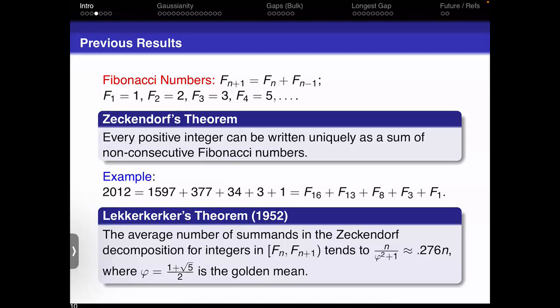How do you normally write numbers? We normally don't write numbers as sums of Fibonacci's. How do you normally write numbers? As integers, well, how? How do you represent the number? Base 10. Why do you use base 10? Raise your hands if you know. We have 10 fingers, right?